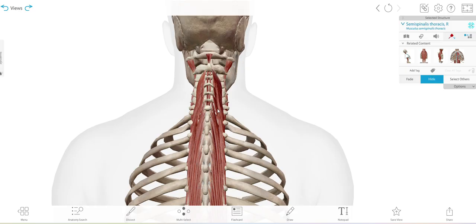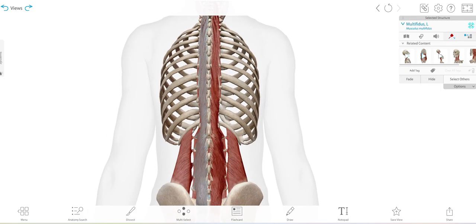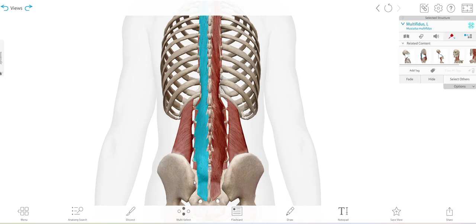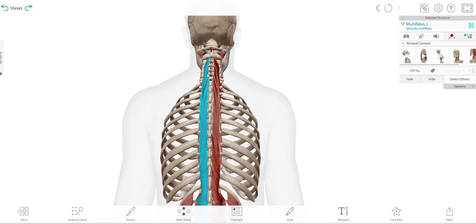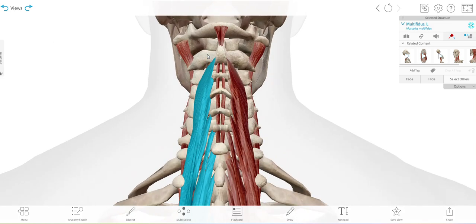And now we are going to go through our multifidus muscle. And we can see this muscle is running all the way from our sacrum here up to C2 vertebrae. So it's not quite reaching the skull, but it will be attaching onto C2.